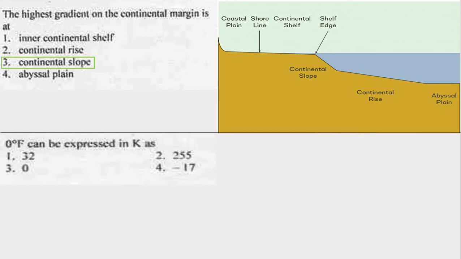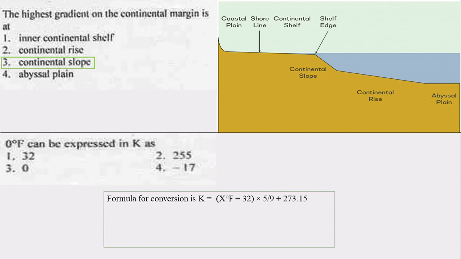And the next question is that they had given the degree in Fahrenheit and we had to convert it into the Kelvin scale. And if you know the formula, this is a very easy question. Like K is equal to degree Fahrenheit minus 32, into 5 by 9, plus 273.15. This is a formula that you have to remember. That is the thing. There are no other options. And they had given the Fahrenheit as 0 degree Fahrenheit.